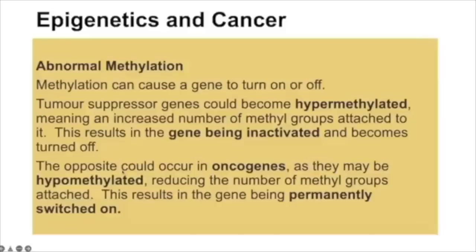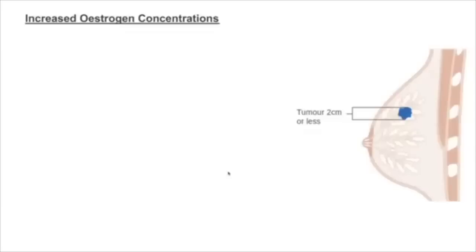Now, the opposite could occur in an oncogene. So as they may be hypomethylated, meaning you don't have very many methyl groups attached, that could result in the gene being permanently switched on, and therefore lots of the protein is being produced to initiate that cell division constantly.